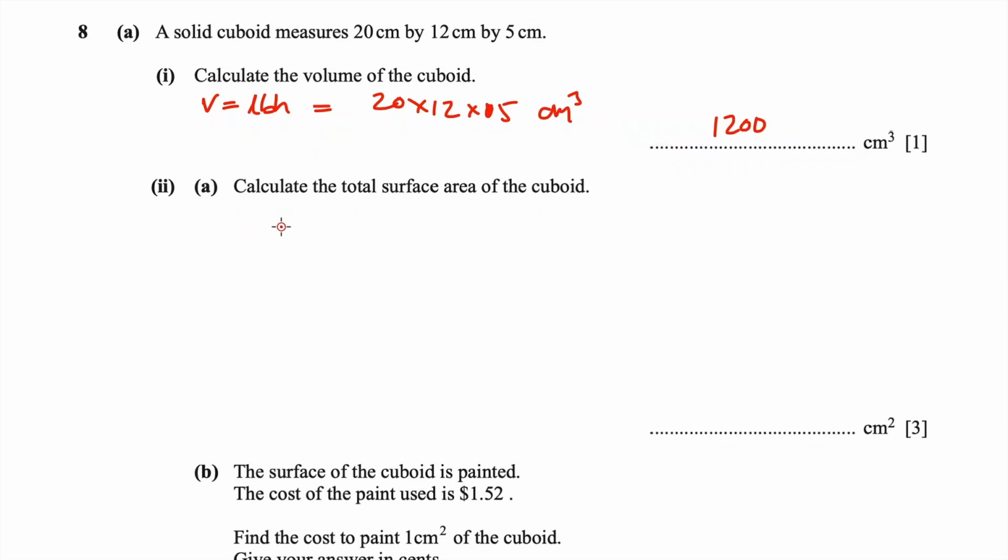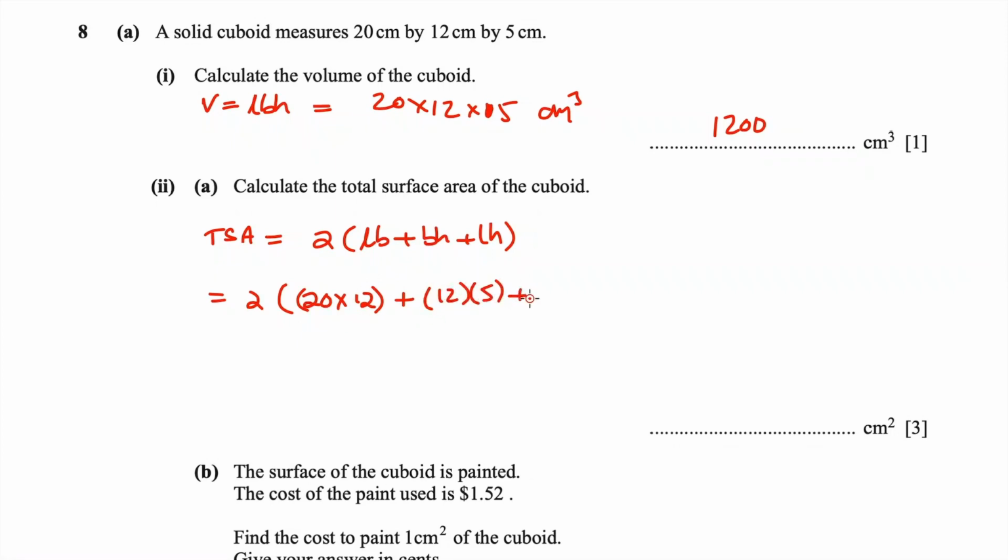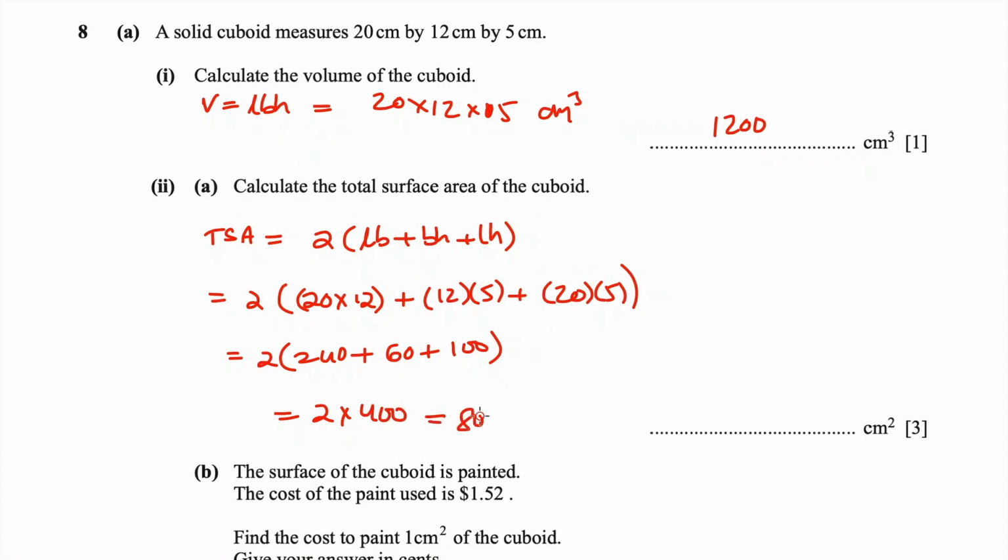Now calculate the total surface area. So the total surface area is equal to 2 into LB plus BH plus LH. So this is equal to 2 into 20 into 12 plus 12 into 5 plus 20 into 5. So this is 2 into 20 into 12 is 240, 12 into 5 is 60, and 20 into 5 is 100. So this is 2 into 400, which is equal to 800 in centimeter square, because it is an area. So the answer for the second bit is 800 centimeter square.